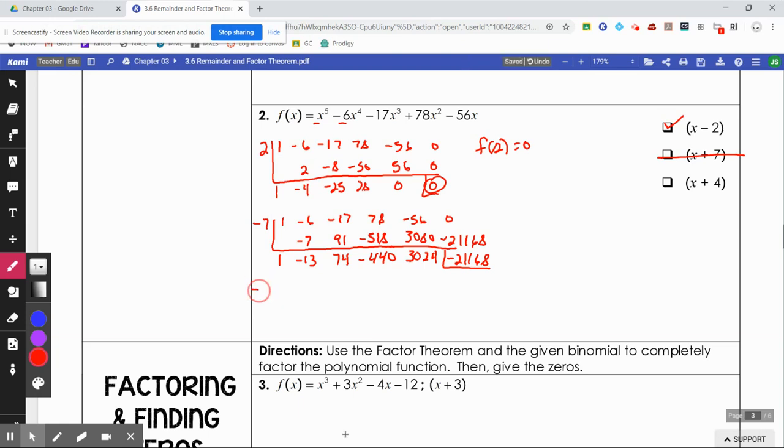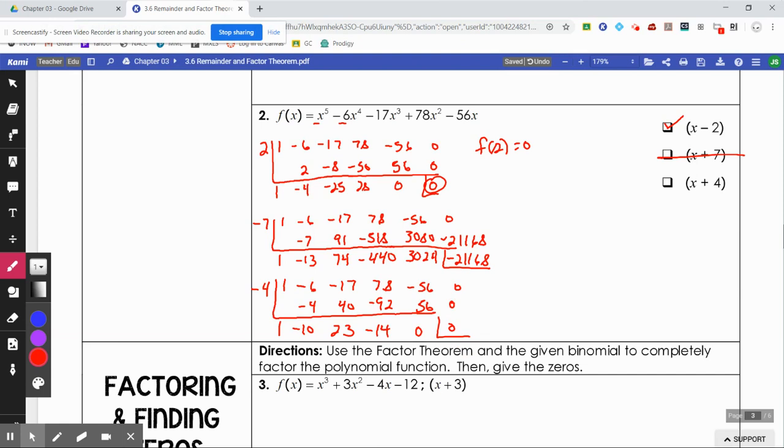And lastly, let's try -4 and see if it's a factor. 1, -6, -17, 78, -56, and 0. Bring it down, multiply, that'd be -10, 40, 23, -92, -14, 56, 0, 0, 0.